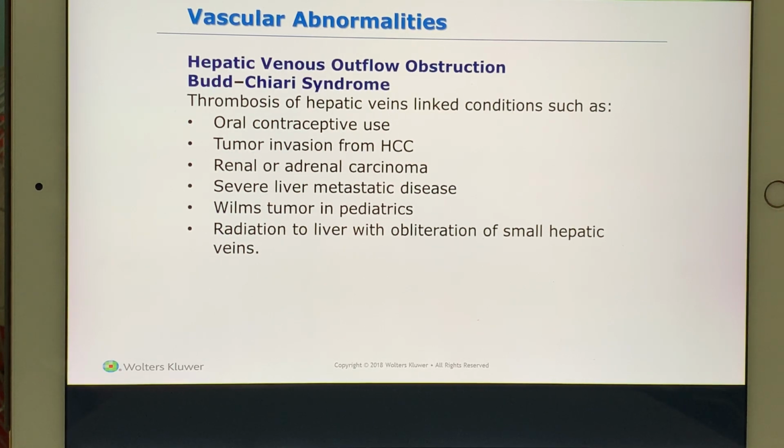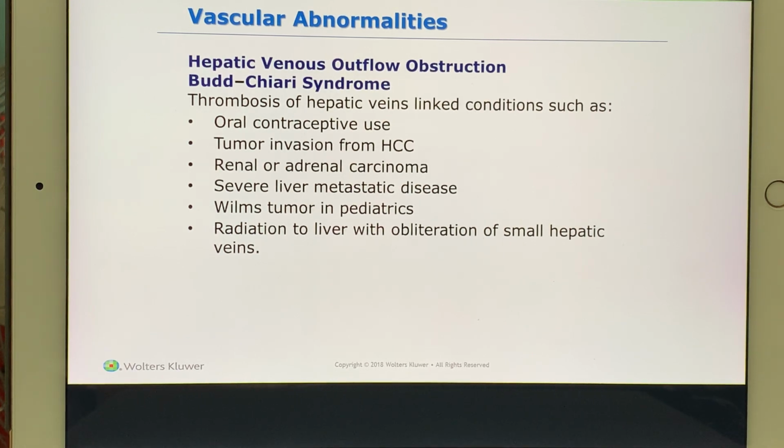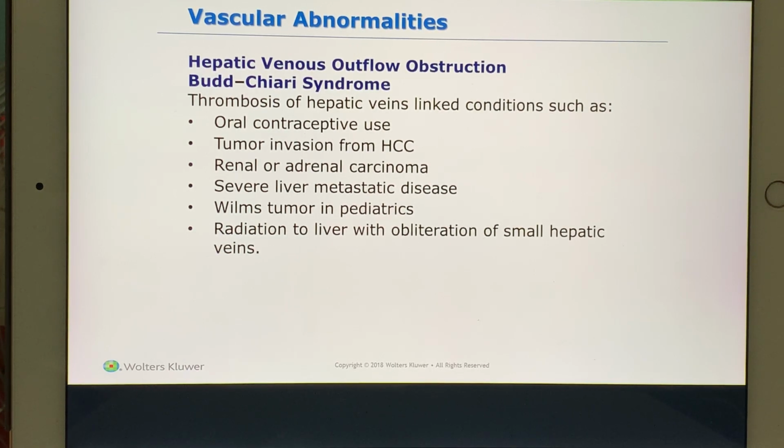Hepatocellular carcinoma, from a tumor invasion from hepatocellular carcinoma. Renal or adrenal carcinoma because it's traveled. Metastatic disease of the liver. Wilms tumor of pediatrics, which is a renal disease, and that is called a nephroblastoma. If it comes from the adrenal gland, it's called neuroblastoma. Don't get those confused when you're studying your pathology.